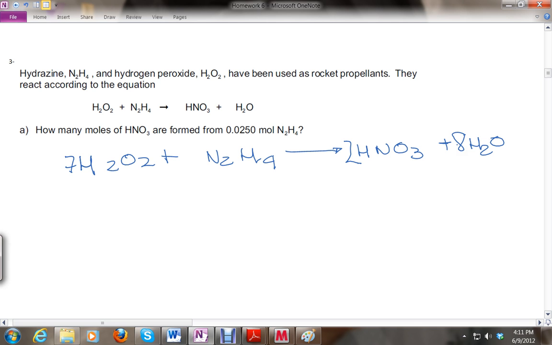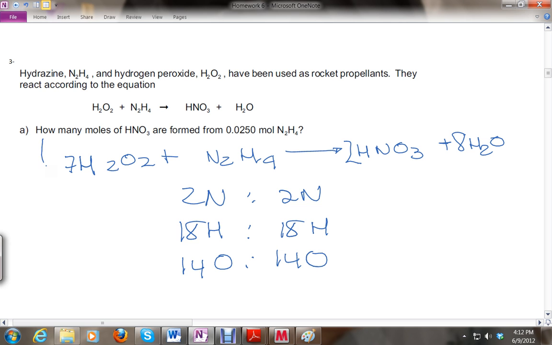Okay, let's go with hydrogen. 16 plus 2, 18. Okay, nitrogen, 2 nitrogen. Hydrogen, 16 on the left, sorry. 14 plus 4, 18. 2 plus, this is 16, it's going to be 18 hydrogen. Now let's go with oxygen. 14 oxygen here. And on this side, oxygen, you have 6 plus 8, 14. Here we got it. This is the balanced equation.